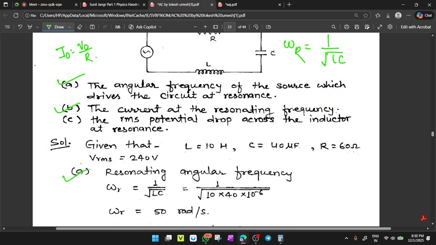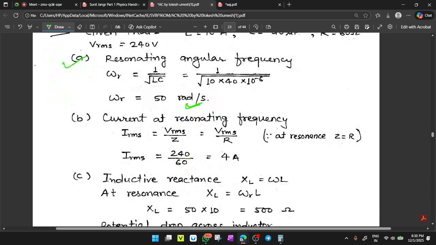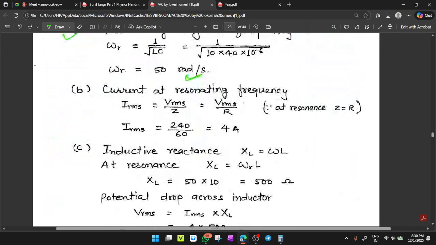See here, first part of the question, resonating angular frequency is given by omega R equals 1 upon under root LC. So it should be 50 radian per second. Got the same answer, beta? Then the current in the resonating circuit, IRMS equals VRMS upon Z, that is VRMS upon R. Here the 240 volt source is not given as a sinusoidal voltage, it means this is the VRMS value. So VRMS upon R, 240 upon 60, so the current will be IRMS equal to 4 ampere.